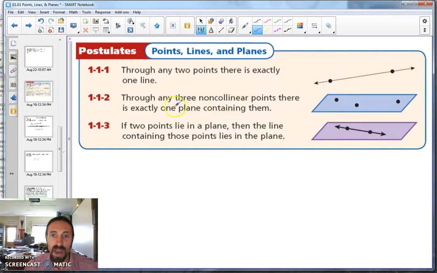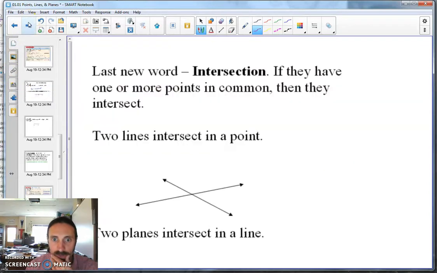The second: through any 3 non-collinear points, meaning 3 points not in a line, there is exactly one plane. And the third one: if 2 points lie in a plane, then the line containing those points lies in the plane. So again, if 2 points lie in a plane, and of course through any 2 points there's one line, then the line containing those points is also in that plane. And we'll show you examples here in just a second of lines that pass through a plane that do not lie in a plane. Okay?